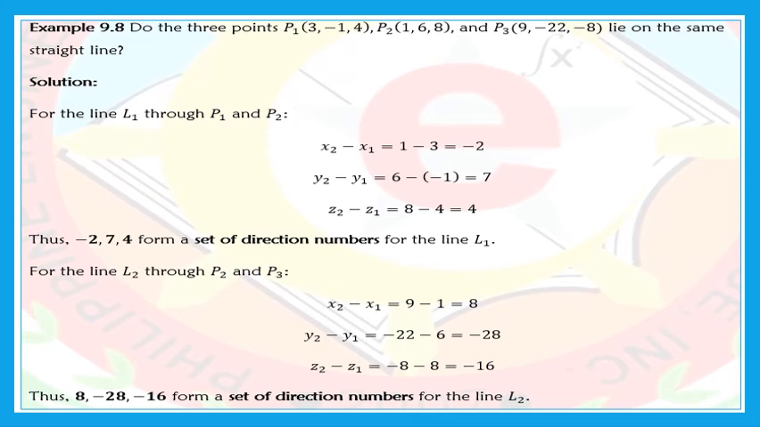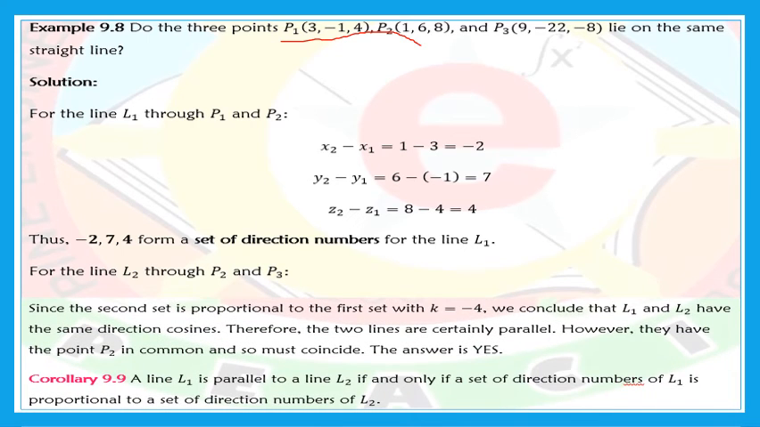Another example class is do the 3 points P sub 1, P sub 2, and P sub 3 lie on the same straight line. Okay? So, kung graph natin yan, malalaman natin if they lie on the same line. So, for the line L sub 1 through P sub 1 and P sub 2, ang direction numbers niya is ito: negative 2, 7, and 4. For the line L sub 2 naman, which is yung point P sub 2 and P sub 3, ito din yung direction numbers niya: 8, negative 28, and negative 16.